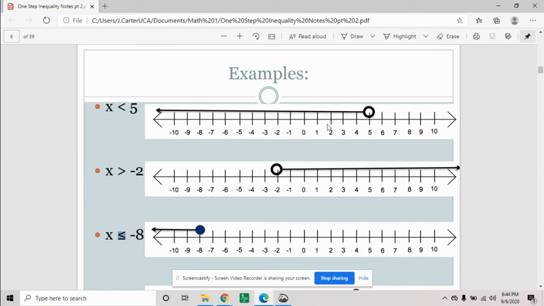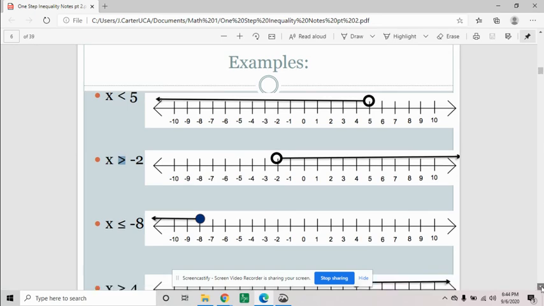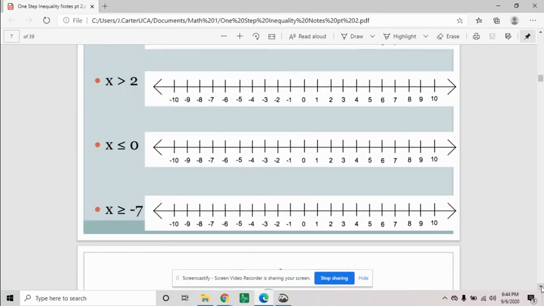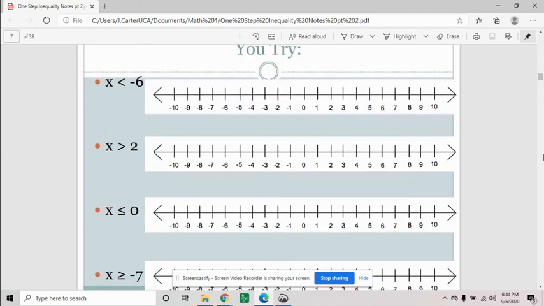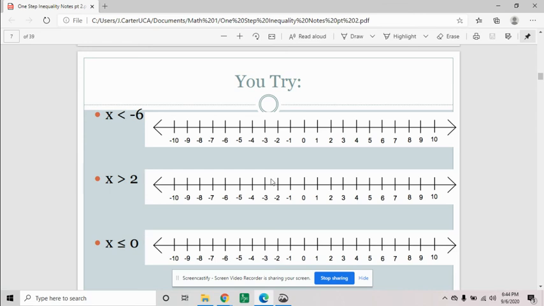So your line that you draw will go the same direction as your symbol. Whichever way your symbol is pointing, that's the way your line will go. Your dot will be on the number that you see. So as you see, 5, -2, -8, that's where all my circles are. And whether or not it's closed or open depends on if you have a line underneath or no line. And that's really it.